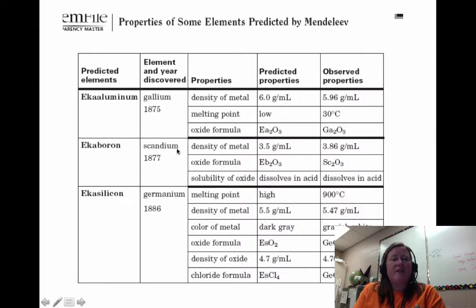Two other elements, scandium and germanium, were predicted. The properties were predicted, and you could see very similar properties in what was actually observed and what was predicted. So this is one of the things that made Mendeleev most famous and really most noteworthy in terms of his insightfulness and his ability to take patterns and take evidence and actually predict the properties of these undiscovered elements and do a really good job at it.